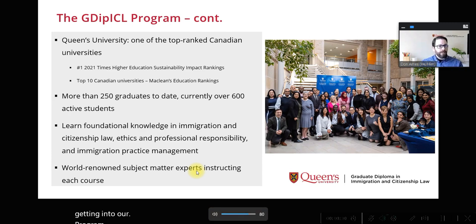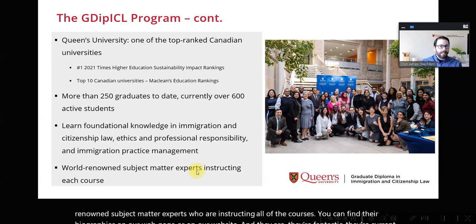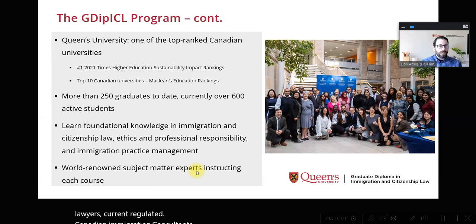Some of the things you'll be doing within the program, you'll be learning that foundational knowledge of immigration and citizenship law, ethics and professional responsibility. You'll be learning about running your own immigration practice. There's the immigration practice management studies. And you're going to be learning from world-renowned subject matter experts who are instructing all of the courses. You can find their biographies on our website, and they're fantastic. They're current lawyers, current regulated Canadian immigration consultants, just a lot of expertise in the field that you'll be learning from throughout the entire program.